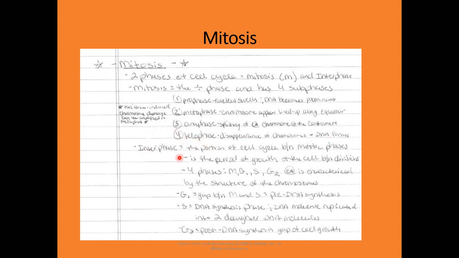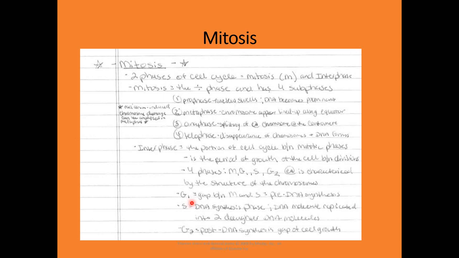The interphase portion is that time in between where everything is kind of happening. So it's the portion of the cell cycle between mitotic phases. It's the period of growth of the cell between divisions. There are 4 phases within interphase itself. You've got your M, your G1, your S, and your G2. And each of those phases is characterized by the structure of the chromosomes.